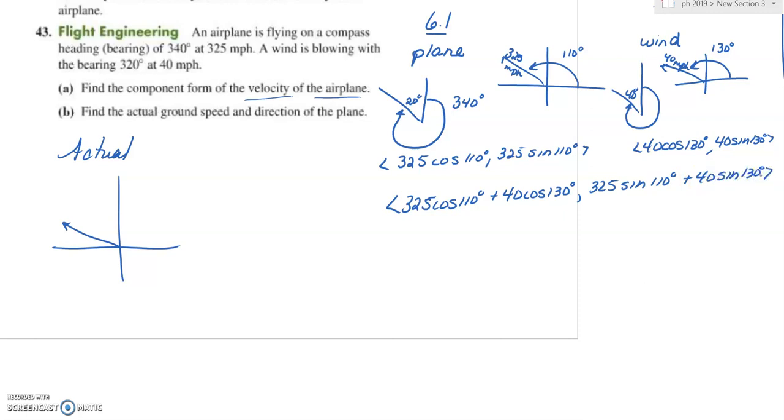Okay, so if I type this into my calculator, I should get negative 136.87, comma 336.04. Okay, so that's consistent with what we expected for the direction of the plane.